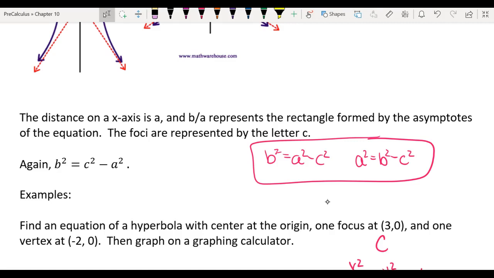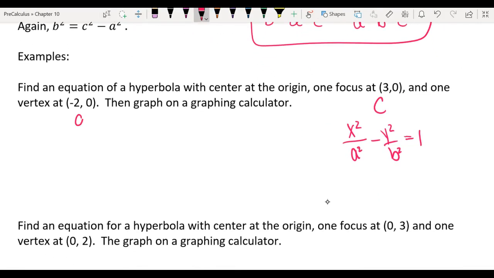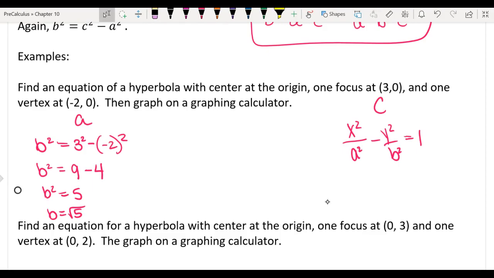So what letter is that going to be? Your X. So that's going to be your A. So this is going to be my A. We're going to find our B now. So then we would use our formula. B squared is going to equal C squared, so that's 3, minus -2 squared. Okay. Remember, when you square a negative, it turns positive, so this is going to be 9 minus 4. So B squared is 5, so B is the square root of 5.